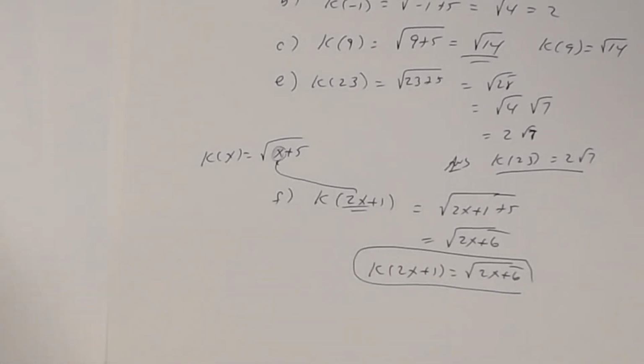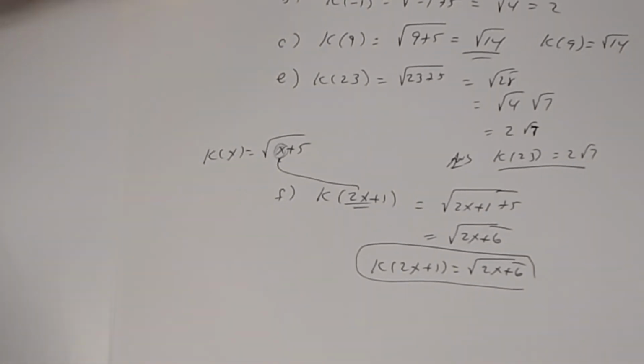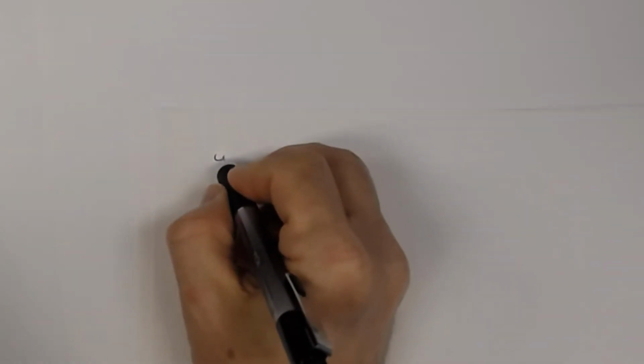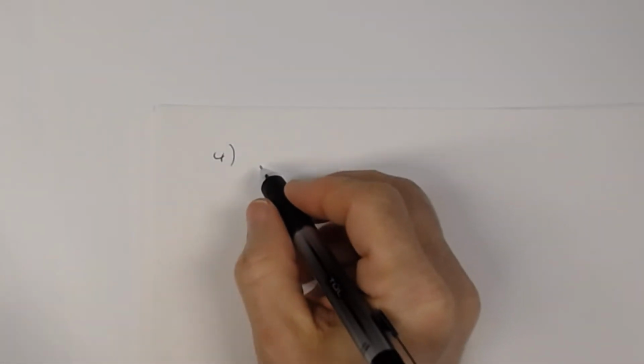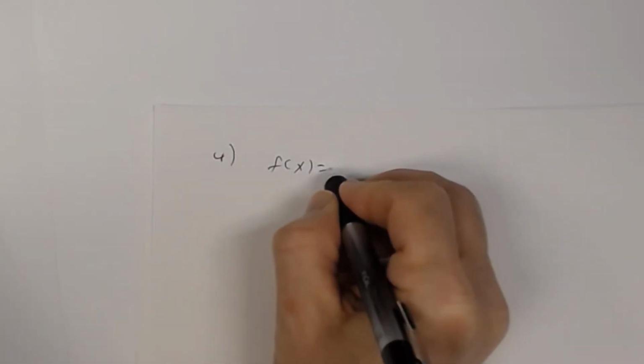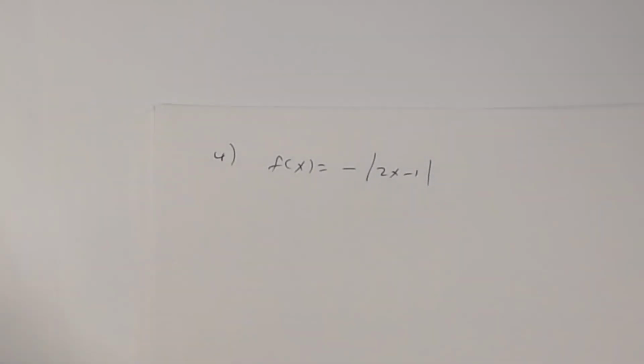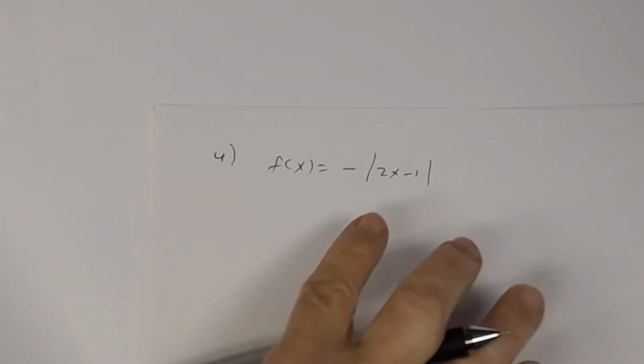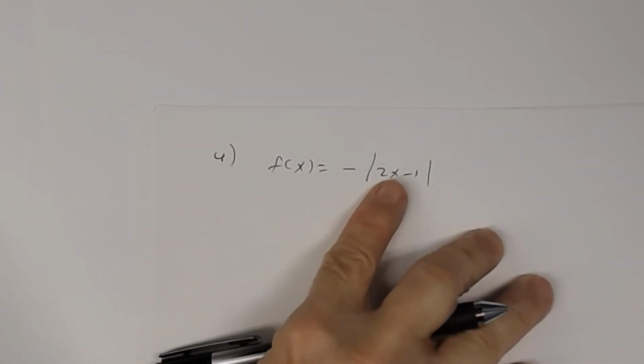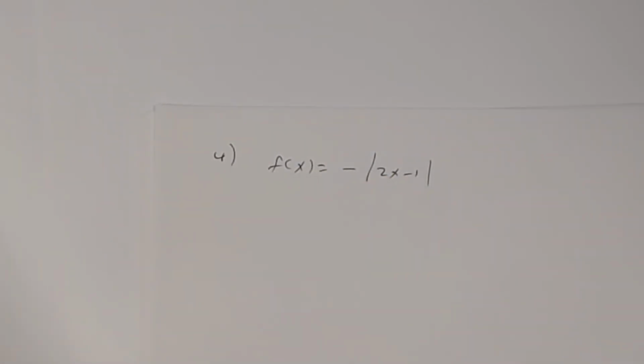Okay? All right, so that's the answer there. Let's look at number 4. Let's suppose we had f of x is equal to negative absolute value of 2x minus 1. The expression 2x minus 1 is inside the absolute value bars, and there's a negative out in front.